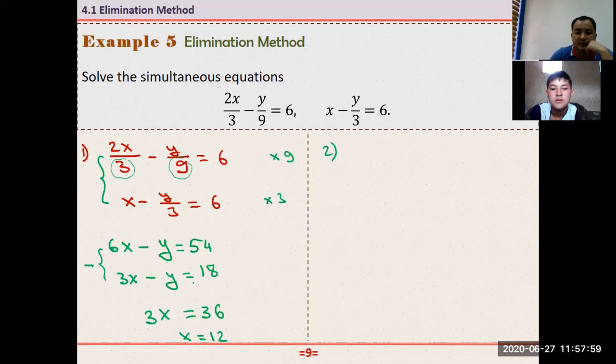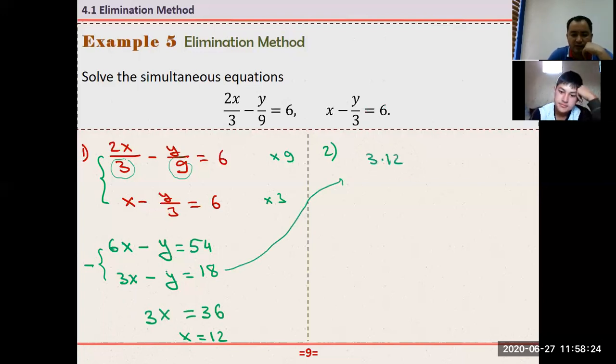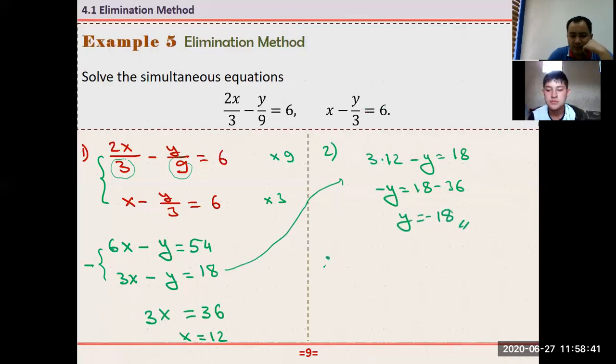Continue. Second step. So now we need to get the value of y. So let's substitute into the second equation because the second equation looks simpler, right? I can use this equation because these two equations are equivalent. So that is 3 times 12 because x equals 12, minus y. On the right-hand side we have 18, right? So here we have minus y, take it to the right-hand side, 18 minus 36. What is y? Minus 18. So now the answer x, y: x is 12, y is minus 18.